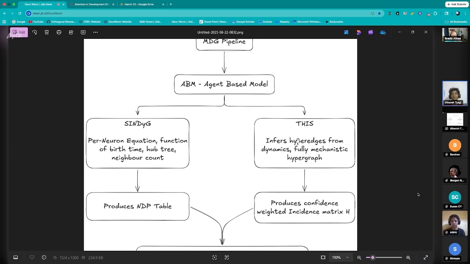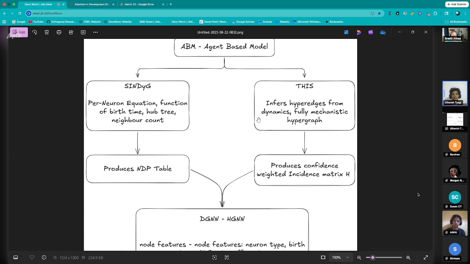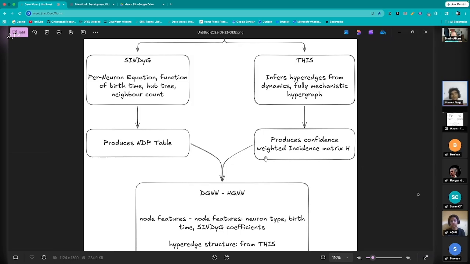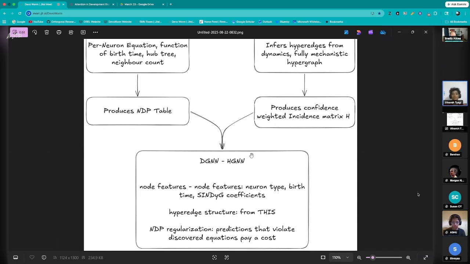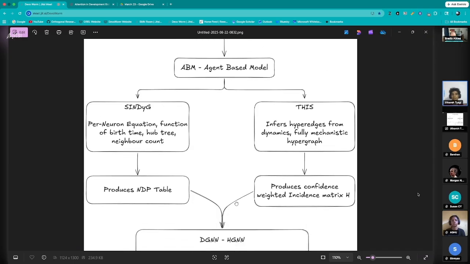Then I'll modify them if they aren't, and then I get the NDP table, and I also get an incidence matrix H, which I'll be using to build my DGNN or the HGNN. This was my whole idea.